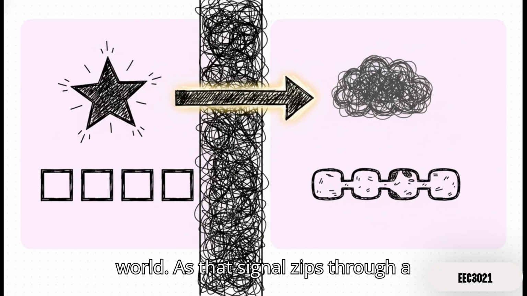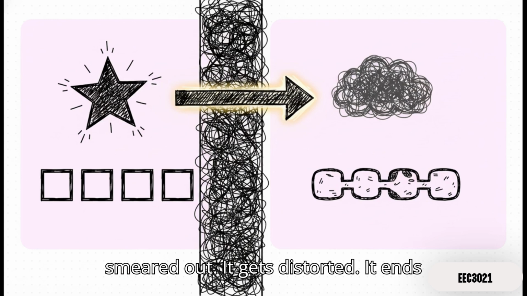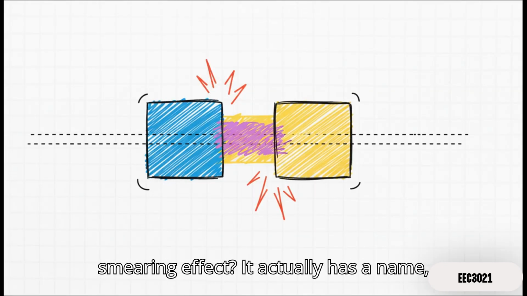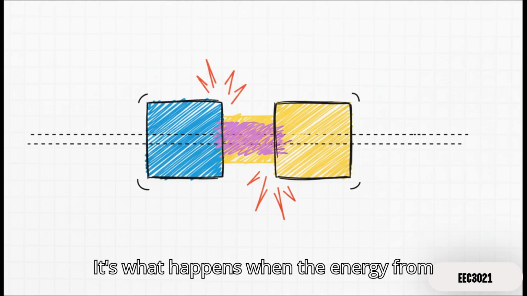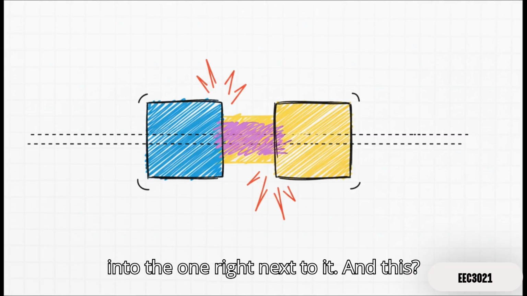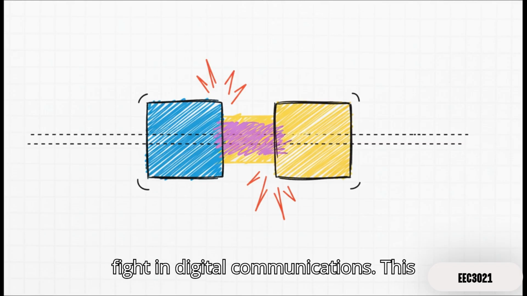As that signal zips through a cable or flies through the air, it gets smeared out. It gets distorted. It ends up looking, well, a lot messier. And this smearing effect, it actually has a name: inter-symbol interference, or ISI. It's what happens when the energy from one pulse kind of spills over and bleeds into the one right next to it. And this is the #1 villain we have to fight in digital communications.